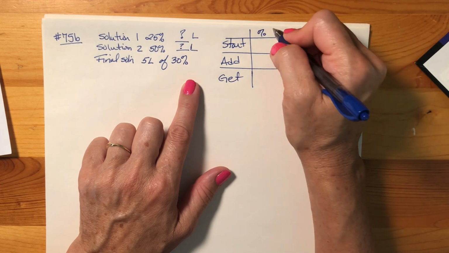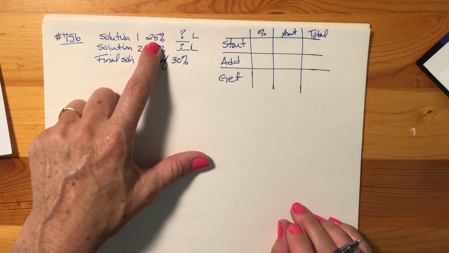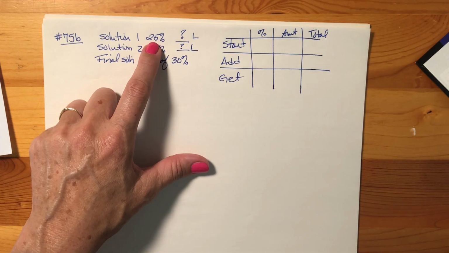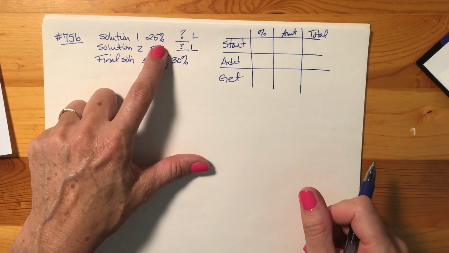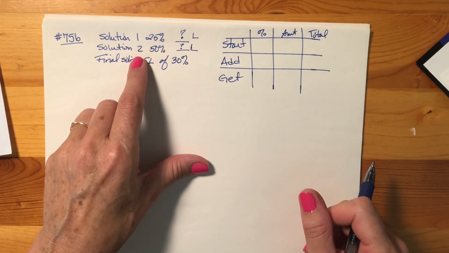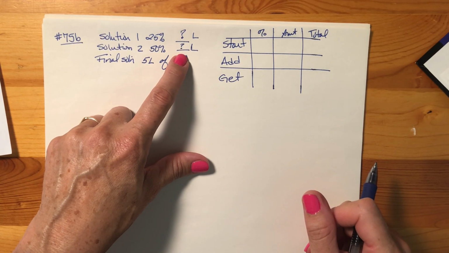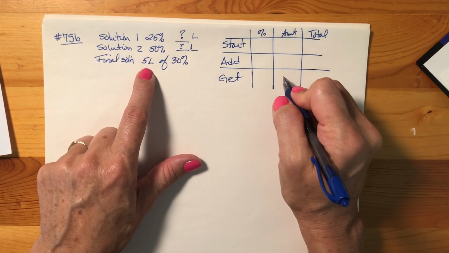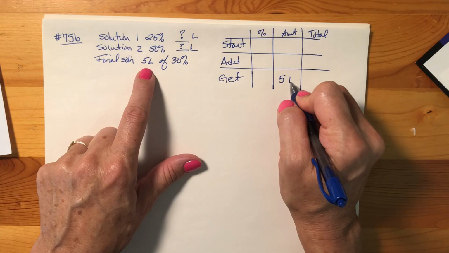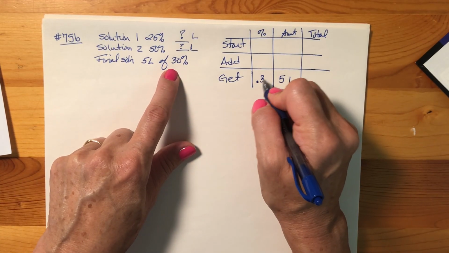Okay. So the problem says to me that I'm starting with solution 1, which is 25%. I don't know what it is. It doesn't say what it is. 25% concentrate. And I don't know how much I have. Solution 2 is 50%, and I still do not know how much I have of that. I'm going to mix it together, and I'm going to get 5 liters. So here I'm going to get 5 liters, right? 5 liters of a 30% solution. So I'm going to go ahead and put that 30% in there.